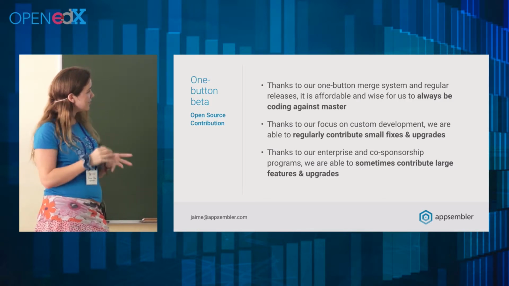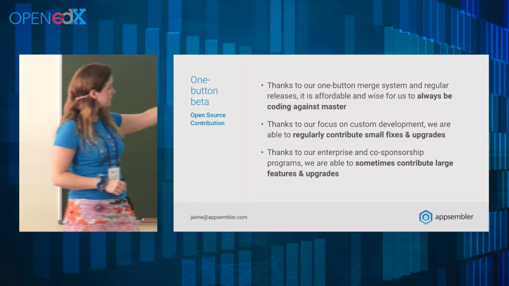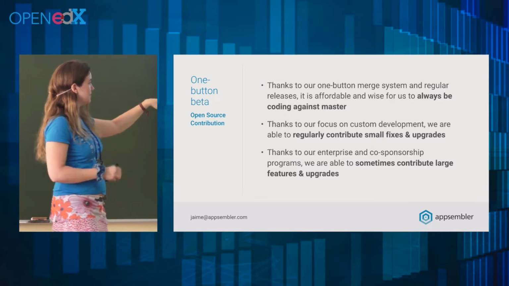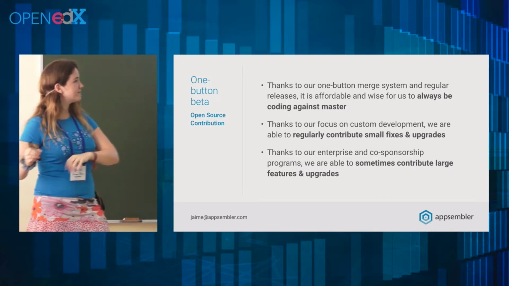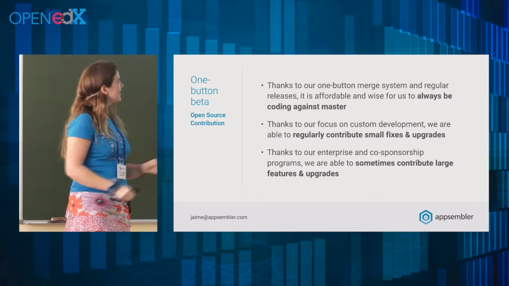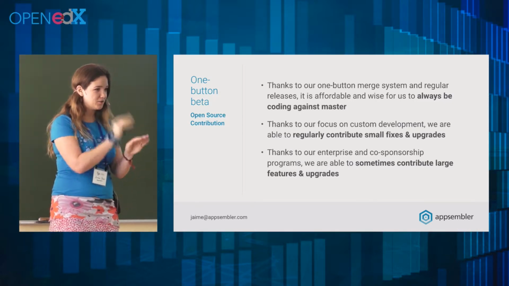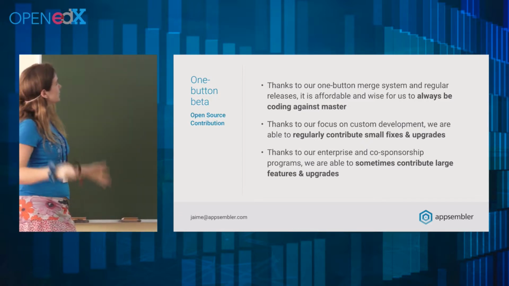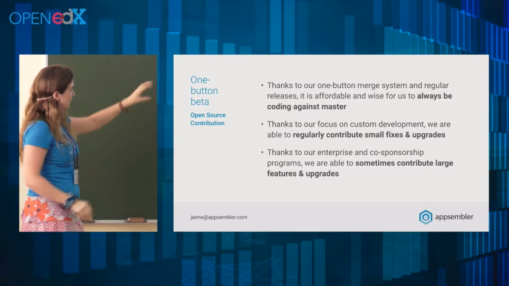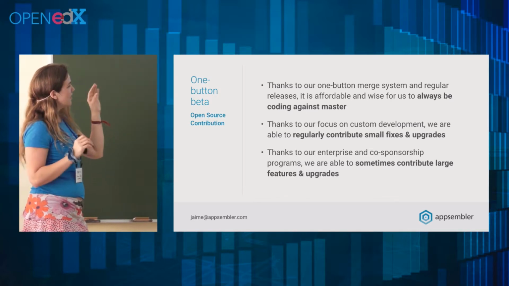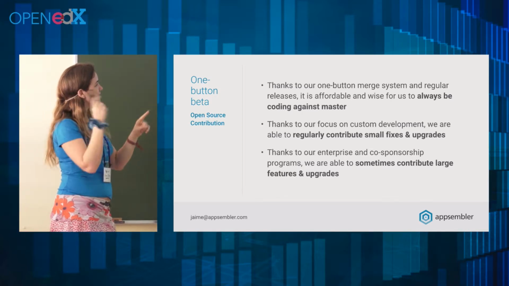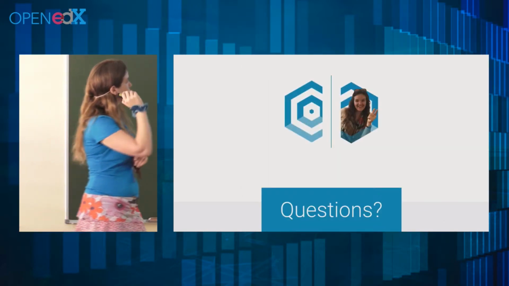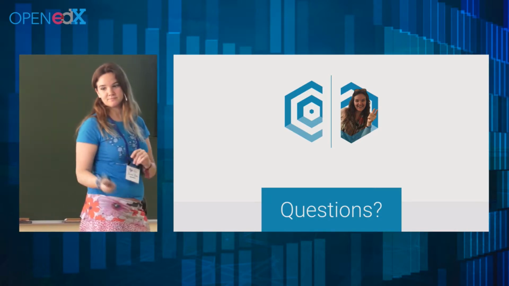And because we're always on master, the small fixes and the upgrades and the large upgrades that we negotiate with our enterprise and co-sponsorship programs can all just go on that. It's hard to explain how tight that feedback loop is becoming, but we're still realizing all the benefits of this, which is why this slide is a little complicated. Basically, releasing consistently is making us a better open source contributor. Questions?